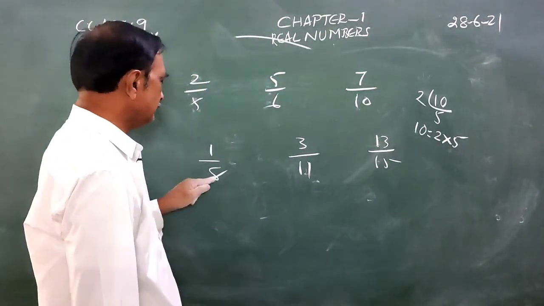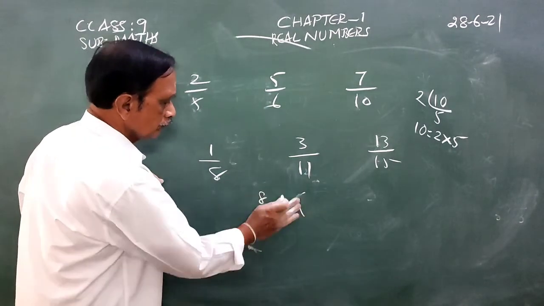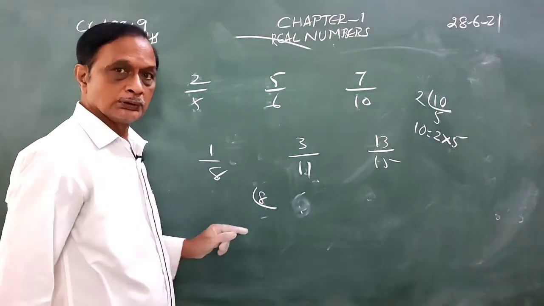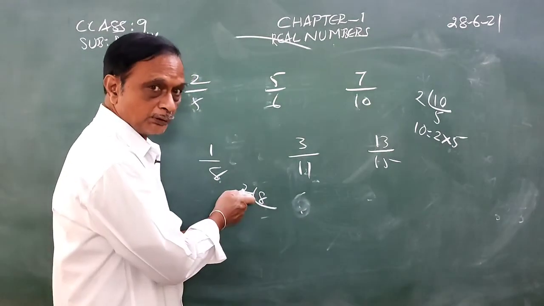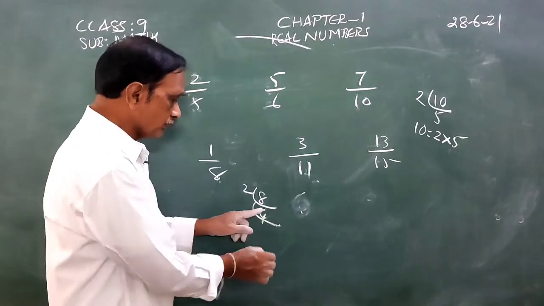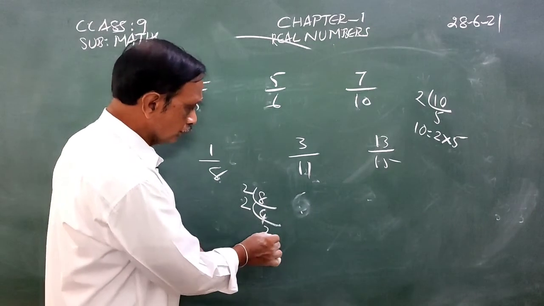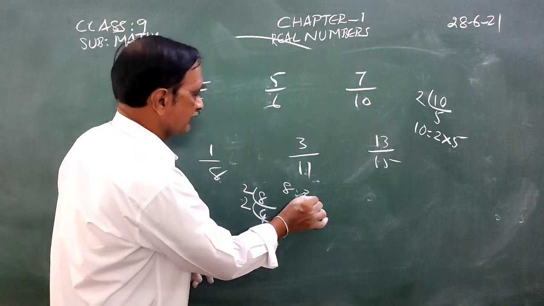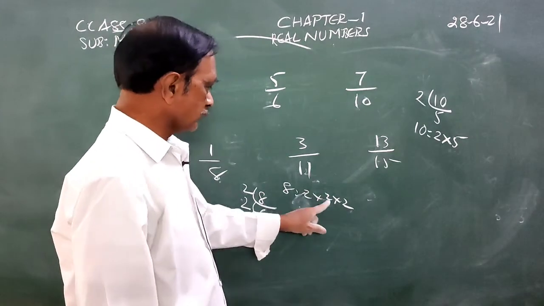Now take 8. Now I am going to prime factorize 8. 2 is the prime number. Divide it by 2. How many times? 4. Can we divide 4 by 2 again? 2. How many times? 2. So 8 is prime factorized as 2 into 2 into 2. These 3 are prime numbers and the product of them is equal to what?